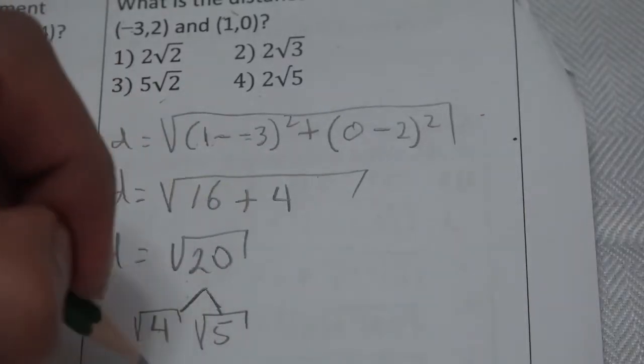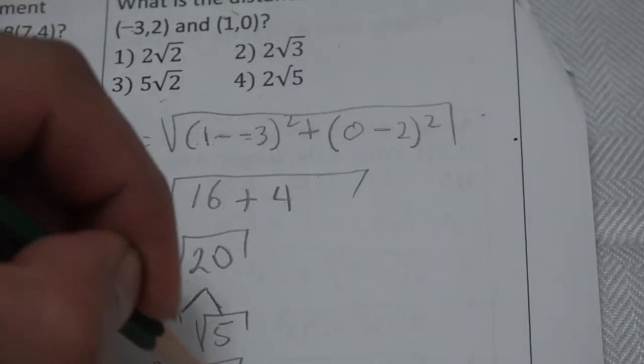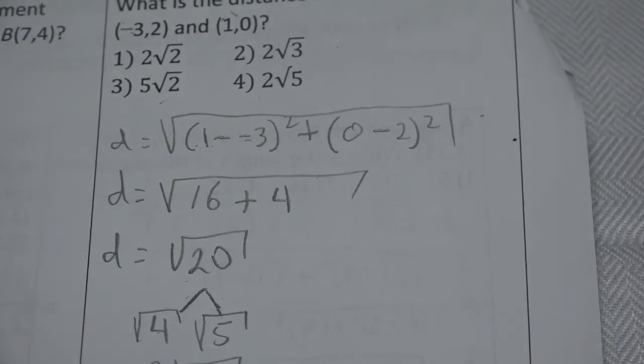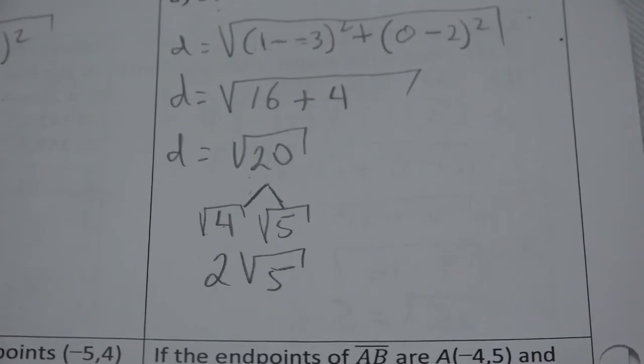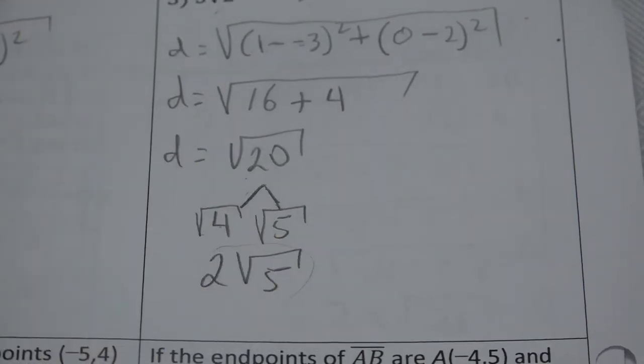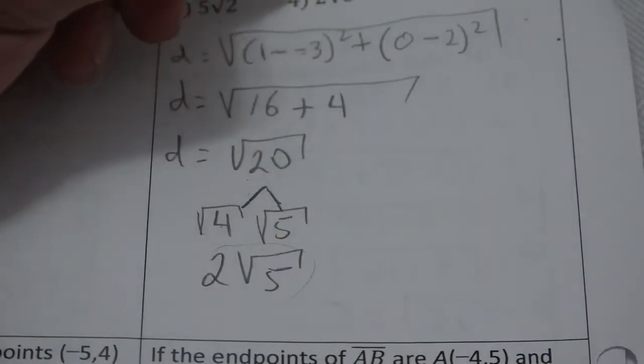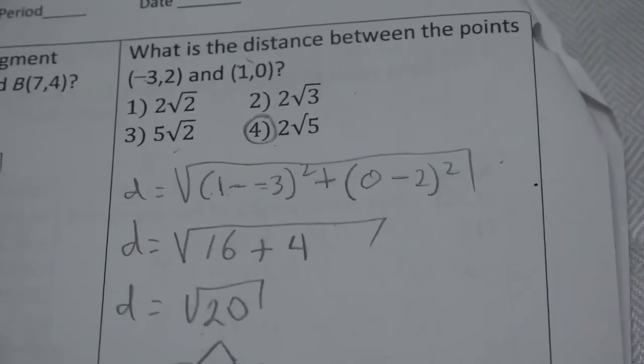Okay, now square root of 4, 2. Square root of 5 doesn't have one, because there is no number that when you multiply you get 5. So then it stays at 2 radical 5. And now you know which one is your choice. Okay? Awesome.